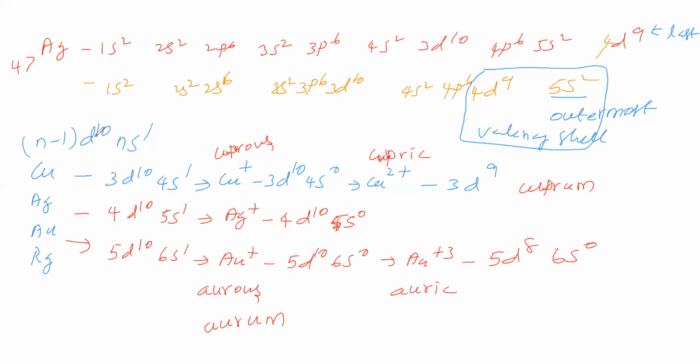Next one is the IUPAC group number, that we will see. IUPAC group number means the number of electrons in its valency shell. So the valency shell contains 11 electrons.